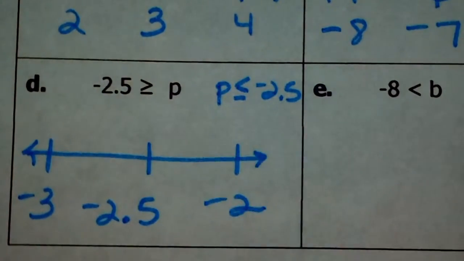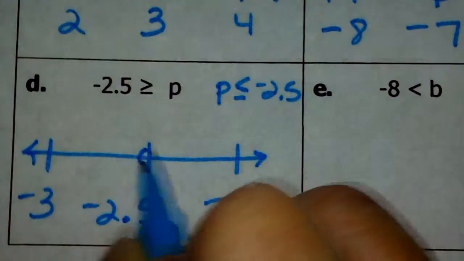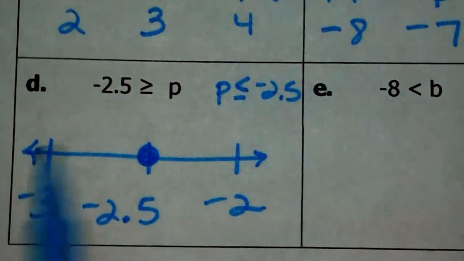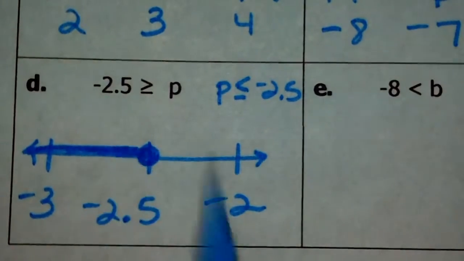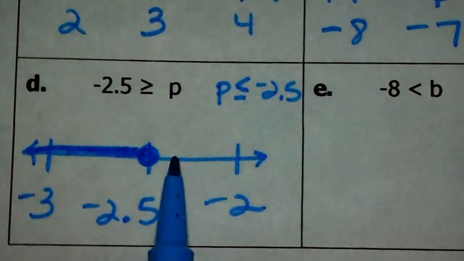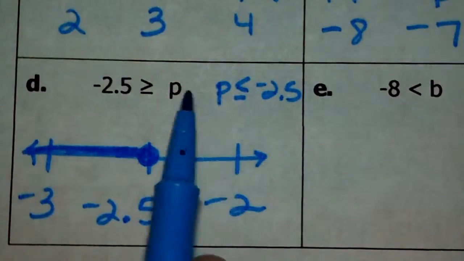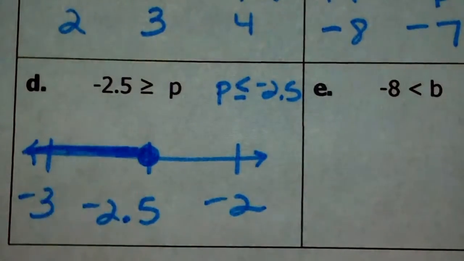And if p is less than or equal to negative 2.5, that means I have a closed circle because it can be equal to that, and it's less. If you just use this, you're going to have the tendency to say, oh, it's pointing me this way. But remember, that only works if the variable's on the left-hand side.